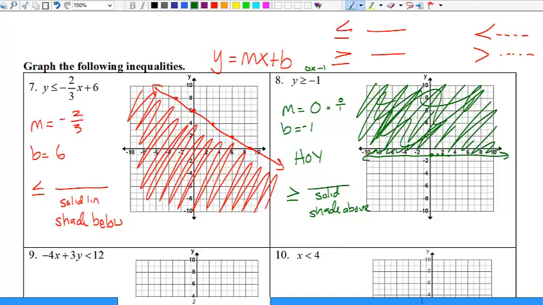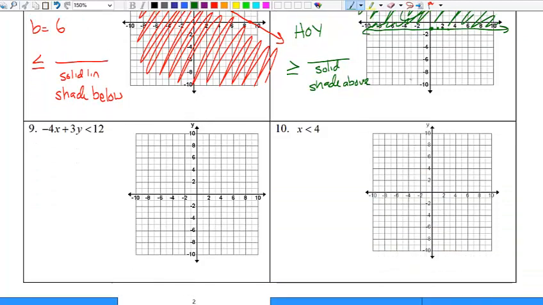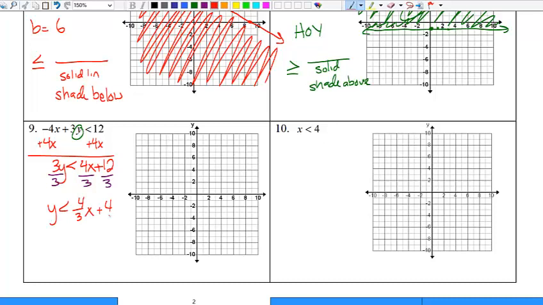Okay, next problem. Number 9 is not in slope-intercept form. Do you see how this y is not solved for itself? So what I'm going to do is actually solve for y. So I'm going to add 4x to both sides, which gets me 3y is less than 4x plus 12. I like the x to be in front because that's my mx. Then I'm going to divide by 3. That gets me y is less than 4/3 x plus 4.